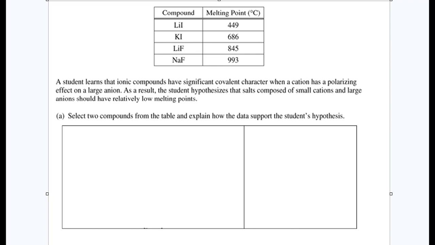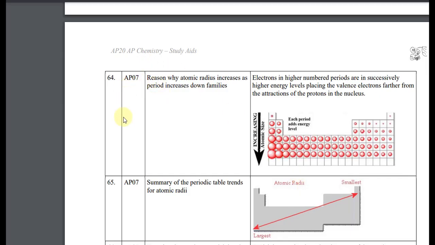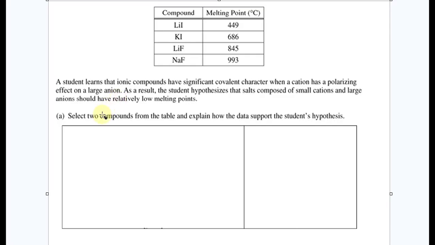Here's one of our study cards, study cards 64 and 65 out of 200, where we talk about atomic size. You're going to use this table on the AP exam many times. As you go down the periodic table, atomic size increases. That's really going to be very helpful on this question. So let's go back to the question. Select 2 compounds and explain data that supports the hypothesis.